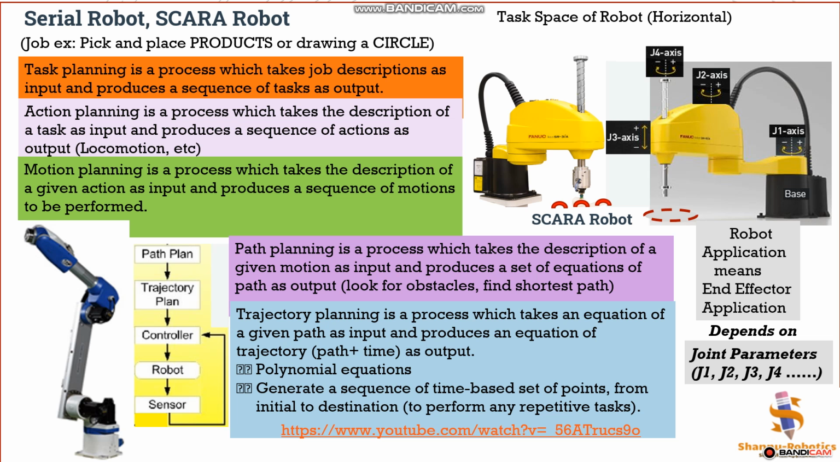The position and orientation of the end effector depend on the joint parameters J1 to J6, or J9. Today there are many industrial robots which have 9 axes, but we limit ourselves primarily to 6 axes in all our videos. If you want to know more about serial robots or the SCARA robot, you can log on to the link provided here.